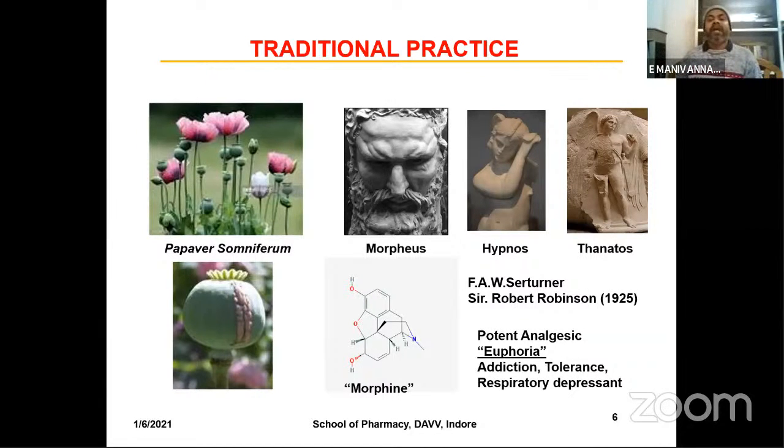Friedrich Adam Wilhelm Sertürner isolated morphine crystals from the Papaver somniferum plant. Robert Robinson in 1925 gave the structure of morphine. So these are some examples. In such a way, by exploiting natural products, the alkaloids were discovered: atropine, the quinine alkaloid, and the morphine alkaloid.